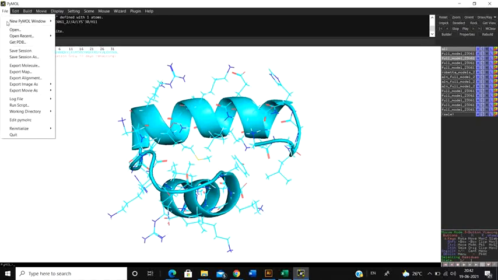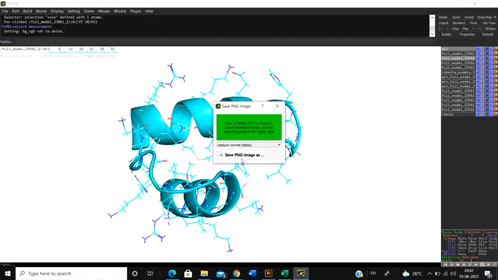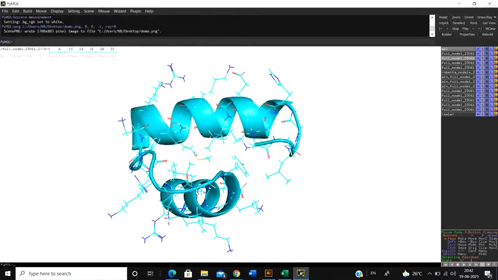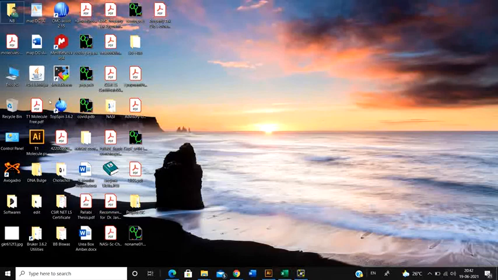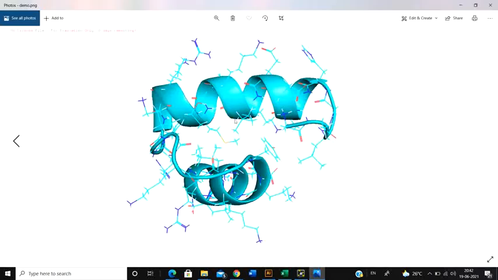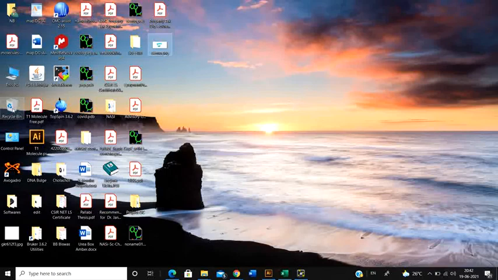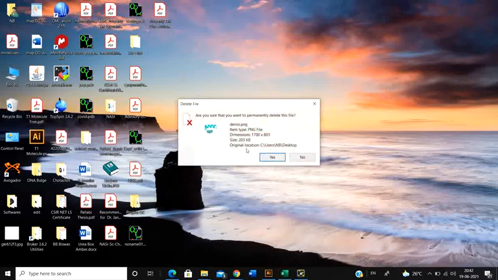And then you click on the molecule, Save, Export Image As PNG, Save PNG Image As. Suppose I'm saving it as desktop demo, and then click on Save. Okay, and now see, the demo PNG is saved. So this is the picture of the molecule that I have saved. You can use this picture for your thesis and other purposes.